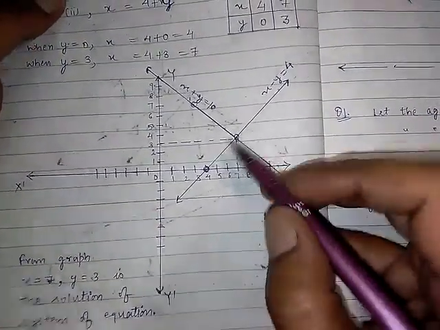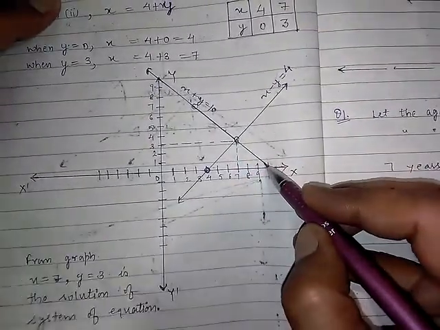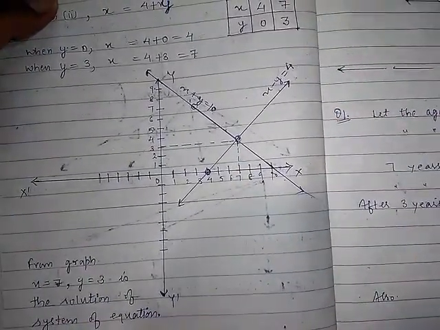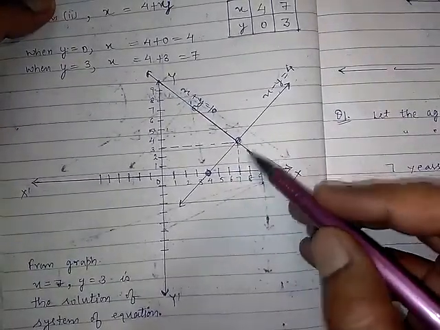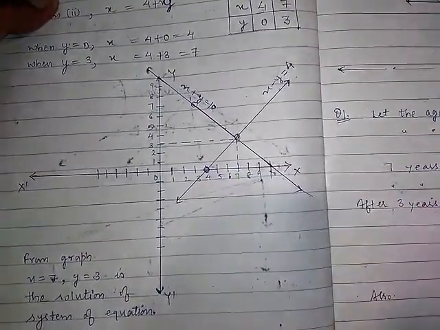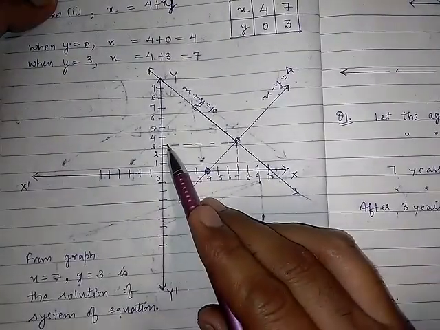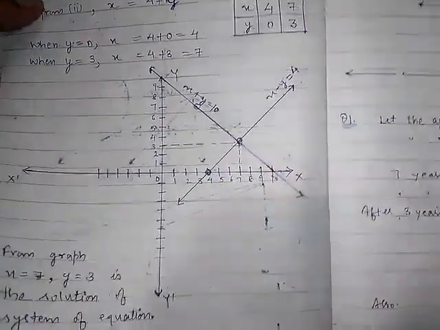Okay, because that point is lying on this line as well as on this line also. So this point is lying on both of the lines. So what is the common solution? x = 7, y = 3. So this is your answer only.